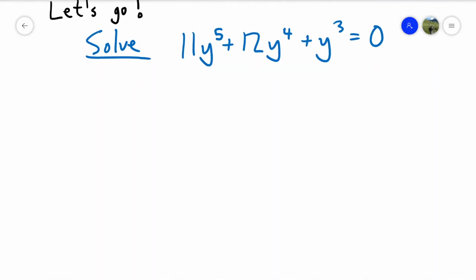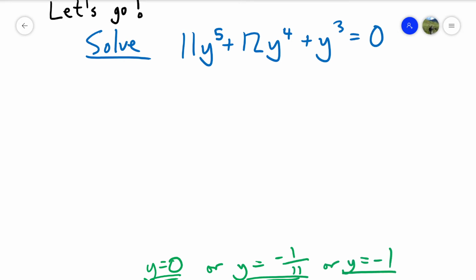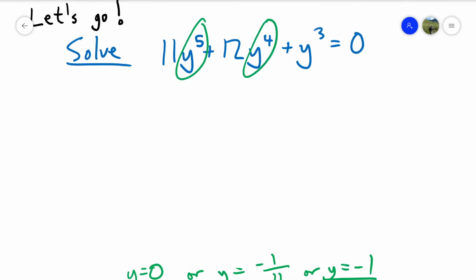Okay, the answers to this are y equals 0, or y equals minus 11th, sorry, or y equals minus 1. Let's look at y. One equation, three different unknowns, because remember, y to the 5, y to the 4, y cubed behave differently, they are different objects. But maybe we can use the trick, which is that we factorize it, so it's a bunch of things multiplied together.